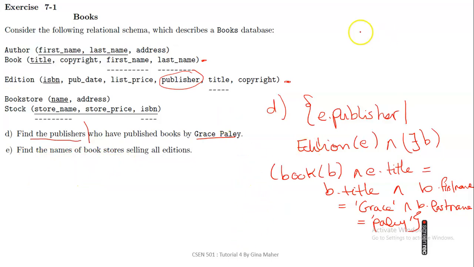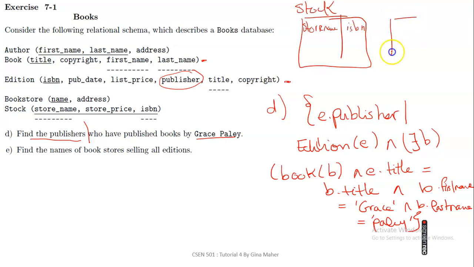Let's assume that we have here table bookstore stock with the store name, the ISBN, and edition with ISBN. Okay, 1, 2, 3, 4. X1, Y2, X3, X2, Y1, X4.